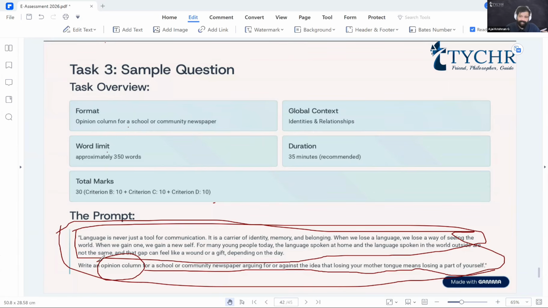So make sure that you know the text types and the format required to write something like this. And of course, the global context. Make explicit connections with the global context of this relationship. Not just implicit connections, but explicit connection.